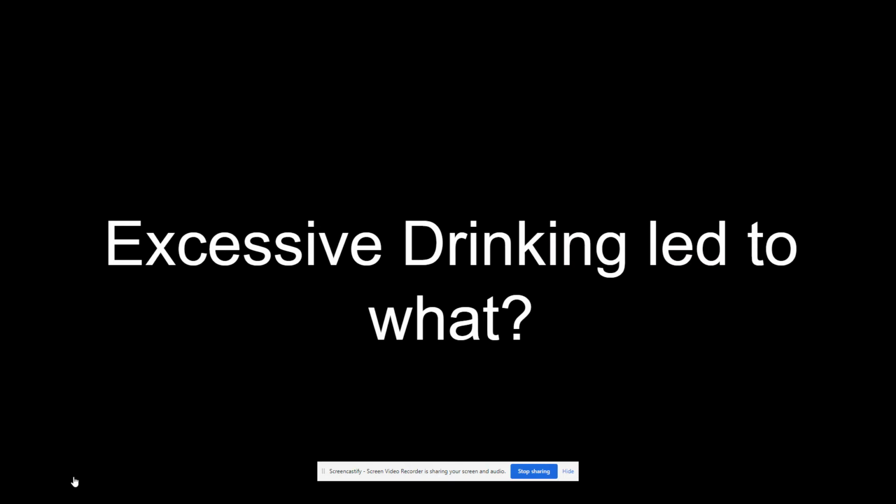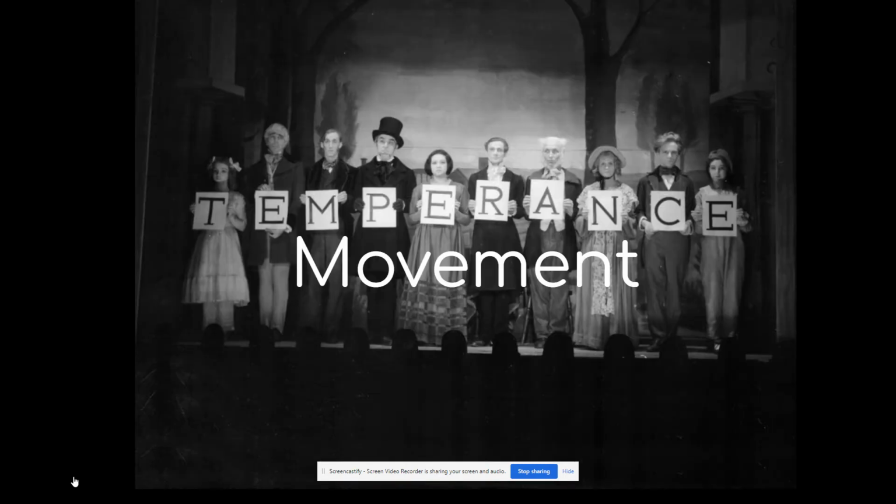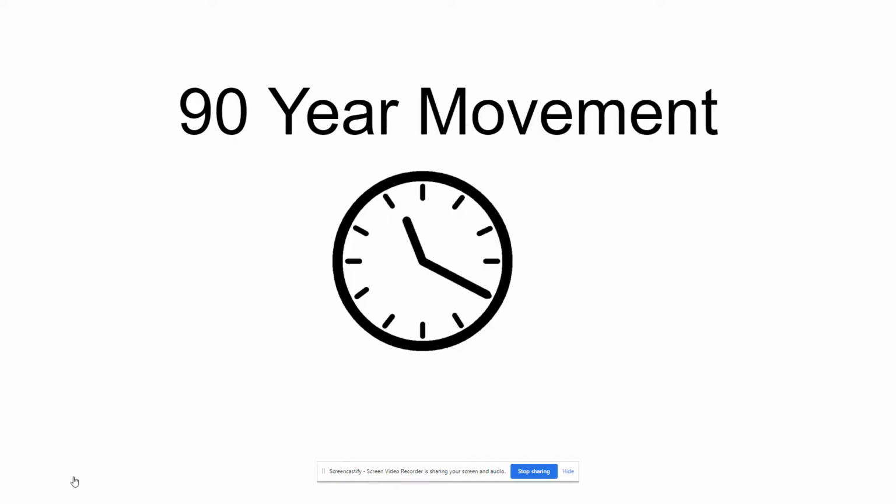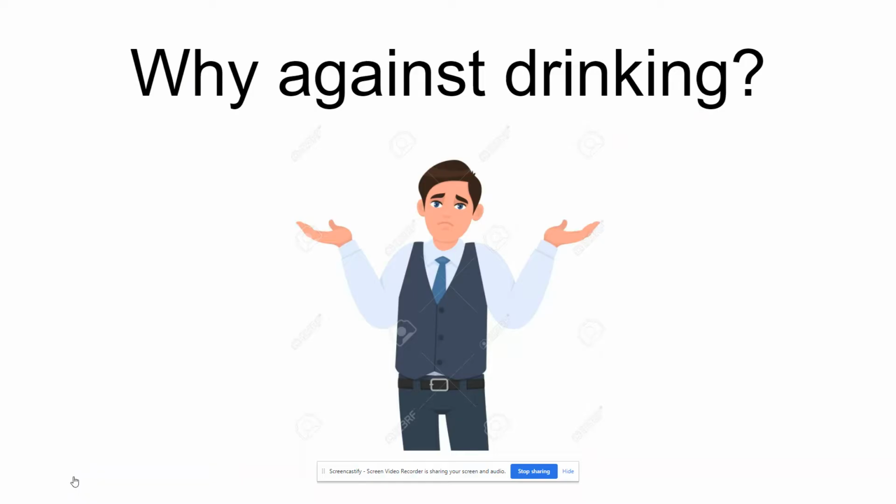So all of that excessive drinking that came from that unhealthy water and lack of room led to the temperance movement. Now, the temperance movement describes a movement of people to get rid of alcohol. Now, it's going to be a 90-year movement, so progress takes a long time sometimes, and it's going to be to eliminate alcohol from our society.